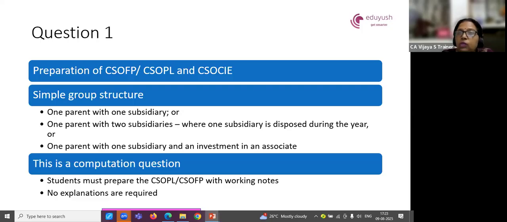So these are the simple group structures. There's no change in group structure. There's no step acquisition, nothing at all. Very, very simple. So this question is very, very predictive. And they will ask you to prepare a consolidated SOFP.